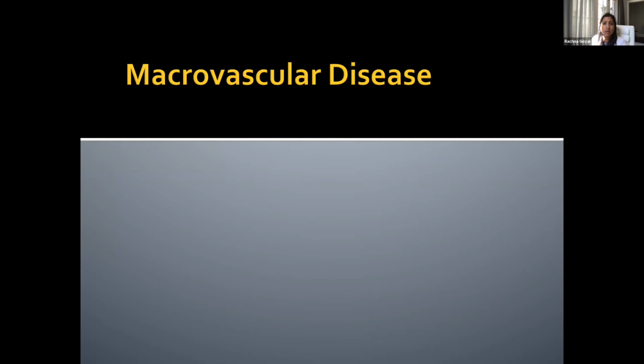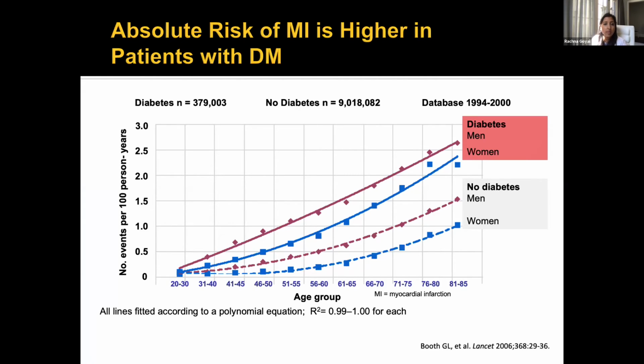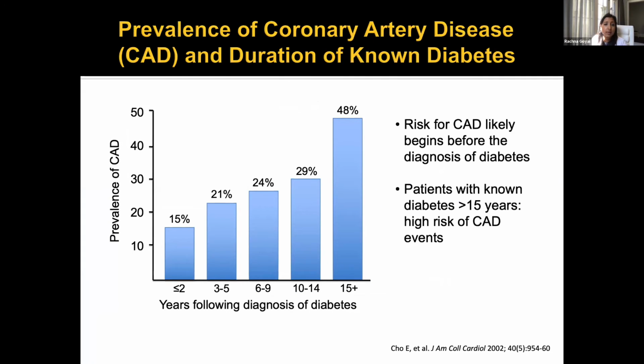Okay, so let's shift gears and talk a little bit about macrovascular disease. So we know this, right? The absolute risk of an MI is higher in patients that have diabetes, higher in men than women, but it's high, right? So one of the reasons that we really want to control diabetes in our patients is so that we can reduce some of these cardiovascular events. And we do think that the risk for cardiovascular disease actually begins before even the onset and diagnosis of diabetes. And patients that have diabetes for at least 15 years have a really high risk of CAD, almost about 50%.